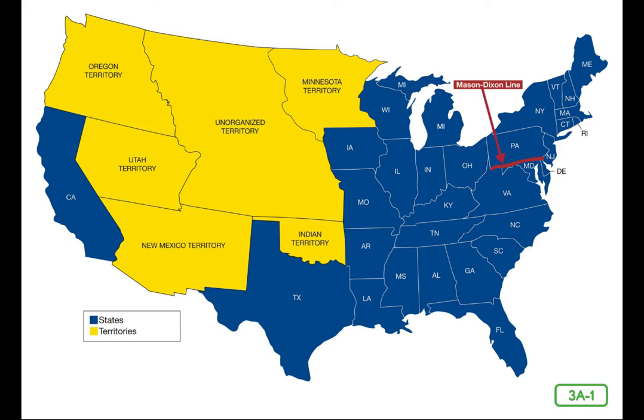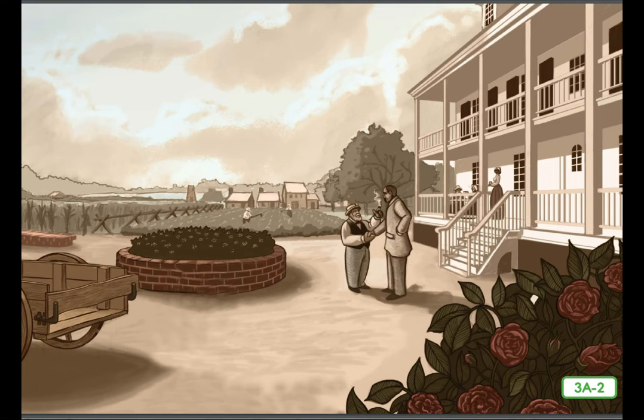Slavery was allowed in the South below the Mason-Dixon line, but slavery was not allowed in the North above the Mason-Dixon line. What were the major differences between the states in the North and the states in the South? Slavery was the most obvious difference between the North and the South, but it was not the only difference.